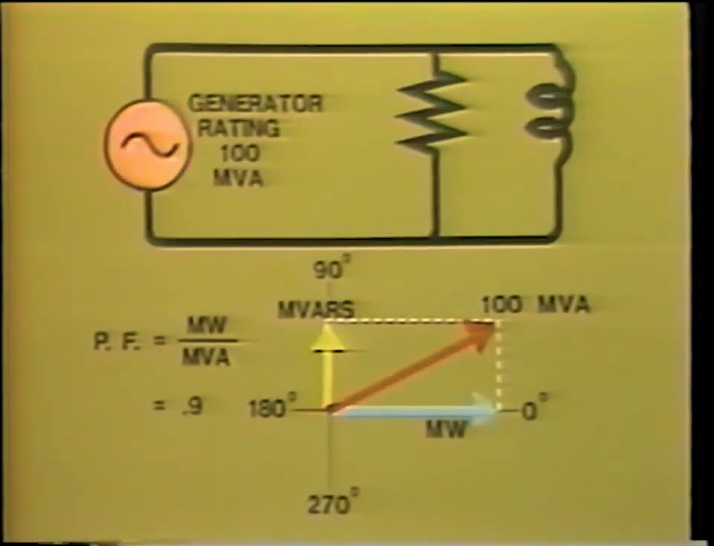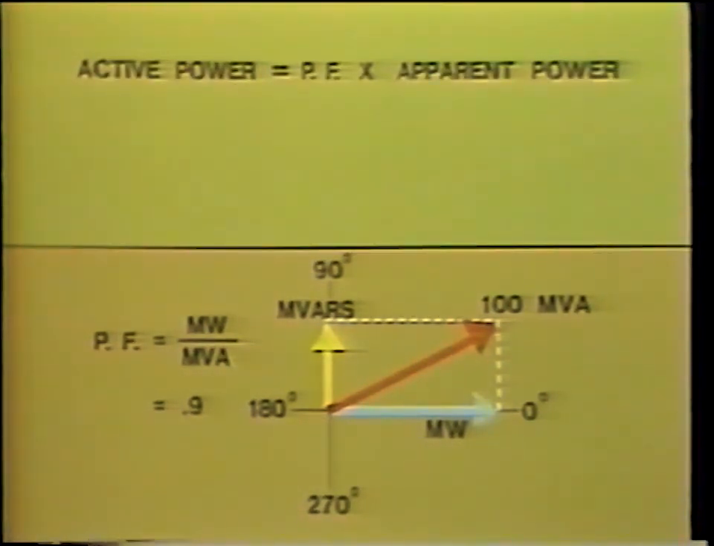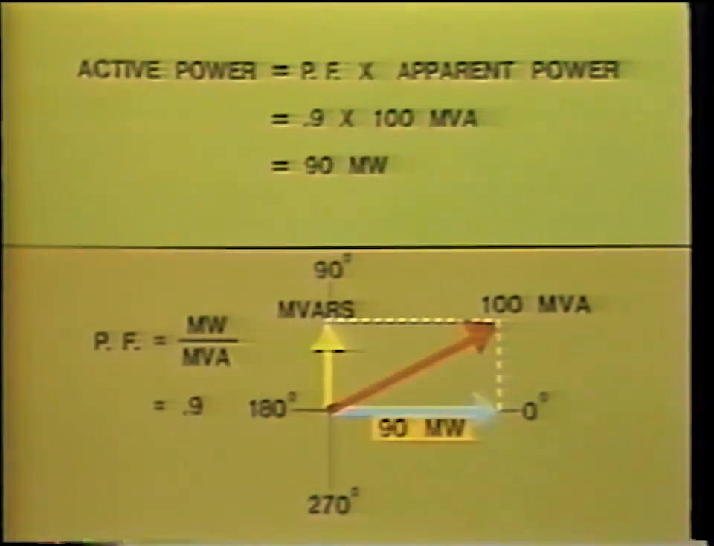But suppose now we assume an inductive load power factor of 0.9. The power triangle will look like this. The generator output of active power in watts will now be limited to the quantity represented by this vector. Active power will equal the power factor times the apparent power, and this is 0.9 times 100 MVA, and that will come to 90 megawatts.